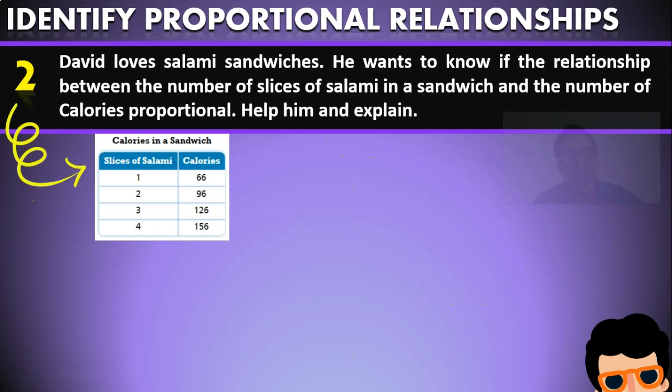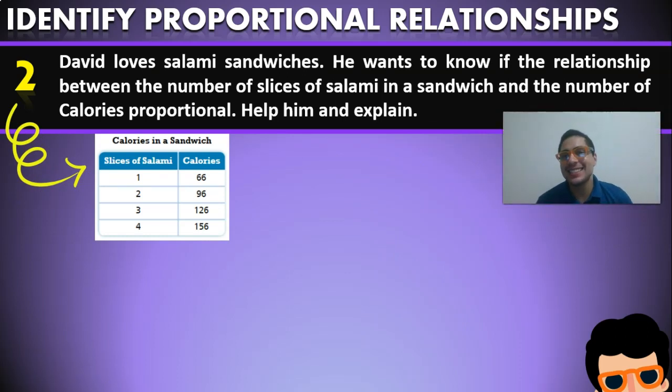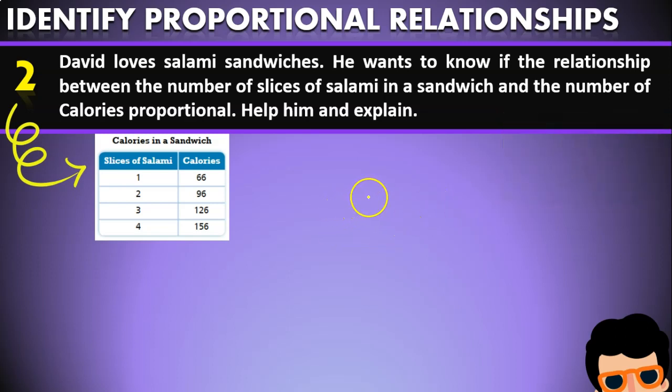So in this next problem we have David, and it says David loves salami sandwiches. He wants to know if the relationship between the number of slices of salami in a sandwich and the number of calories is proportional. So help him and explain. Okay, we'll try to help David out. So in this case, we have the slices of salami and we have the calories, right? So in order to see if it is a proportional relationship between the salami in a sandwich and the number of calories, we have to do the same thing again.